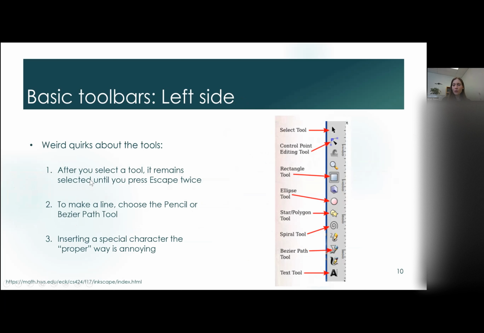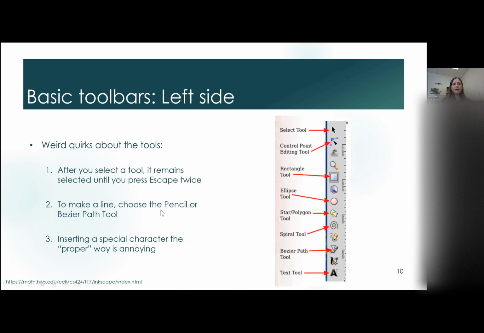One of the things that annoyed me the most when I started working with Inkscape is that once you select a tool, it actually stays selected until you press the escape button twice. It's still one of my biggest pet peeves about the software, but it is nice that the tool does stay selected afterwards. I found no way to disable that.